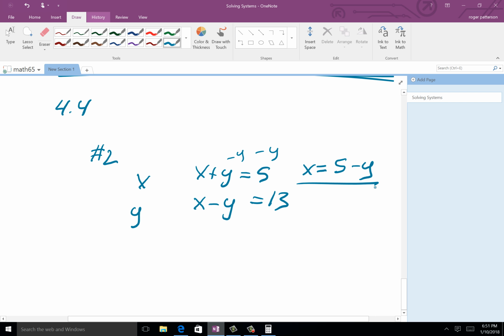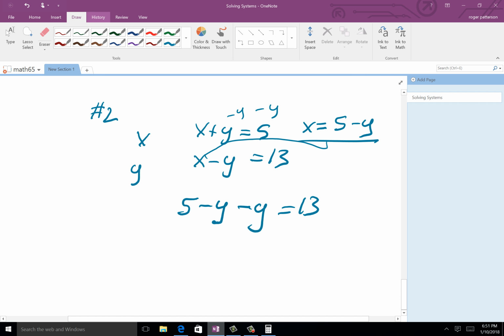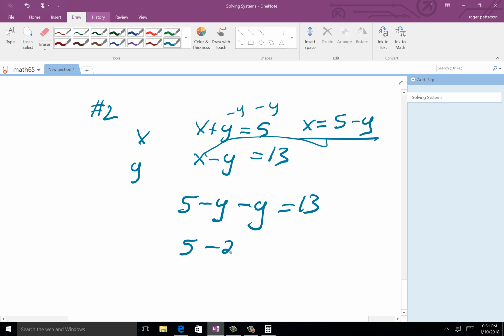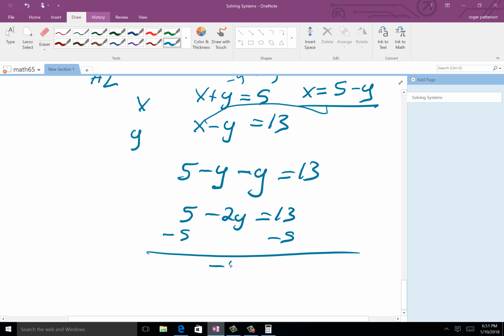Okay, now what do we do from there? Substitute it in, right? Good. So we have 5 minus y equals 13. I know that's going to be 2y there. And then I just solve it out. So y is negative 4. And then I still have to figure out what x is, because we're still trying to find a point. Okay, but that'd be pretty simple, because we can just drop it right into that.